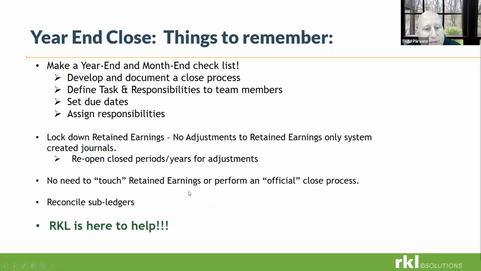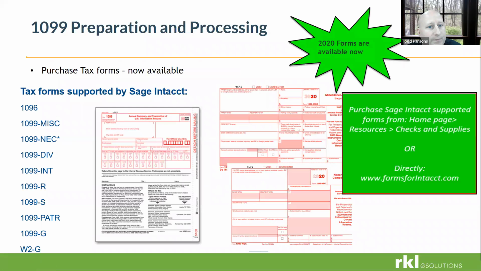There's no need to touch retained earnings or perform an official close process, but you do want to reconcile your subledgers. And again, this is where things tend to get out of balance from time to time. If you can't figure it out, most of the time somebody posted something to retained earnings that they shouldn't have. But if it's something you can't figure out, again, RKL is here to help. We are always here to help.